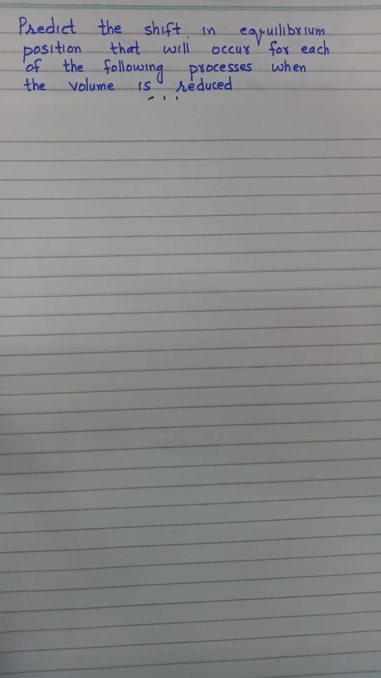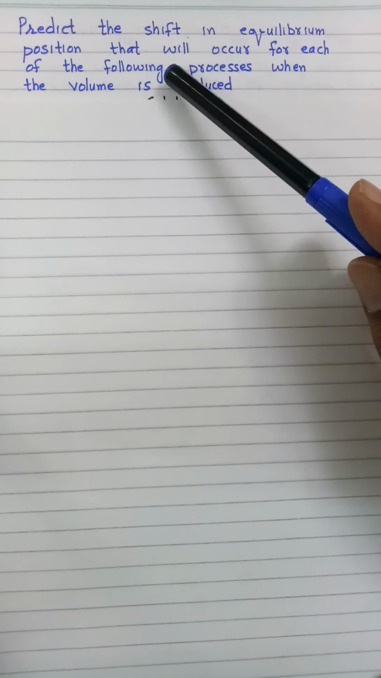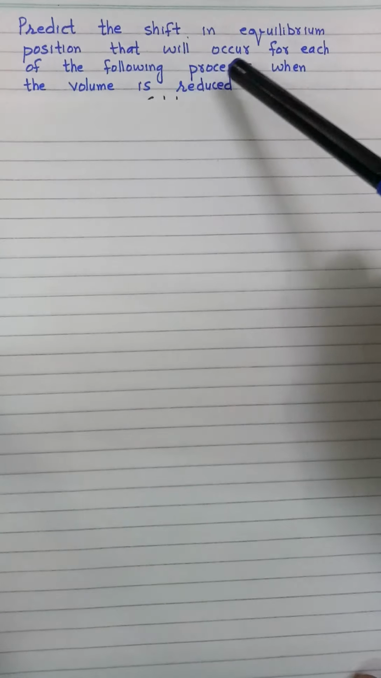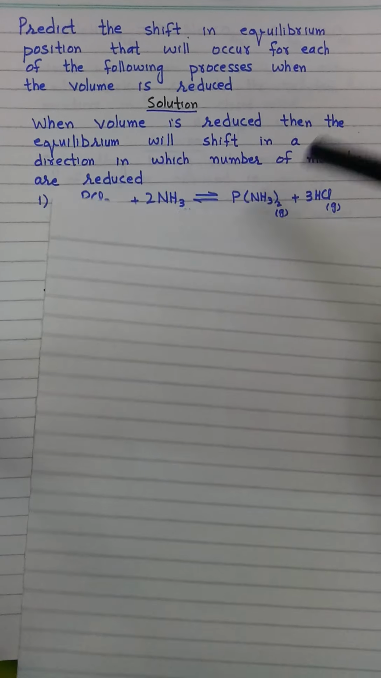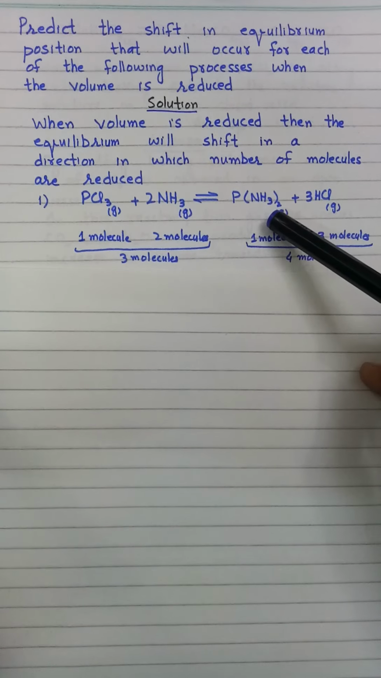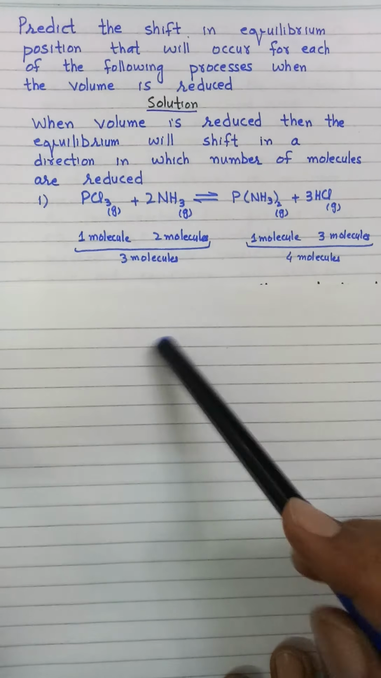Bismillahirrahmanirrahim. Today we will discuss Le Chatelier's principle and its application-based short questions. The first question is: predict the shift in equilibrium position that will occur for each of the following processes when the volume is reduced. We are provided with this equation in the first question.